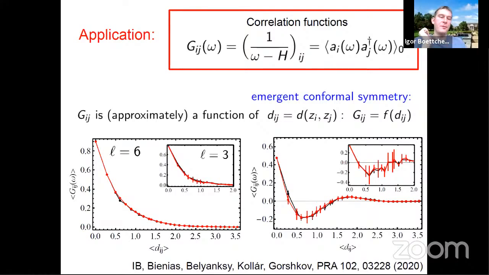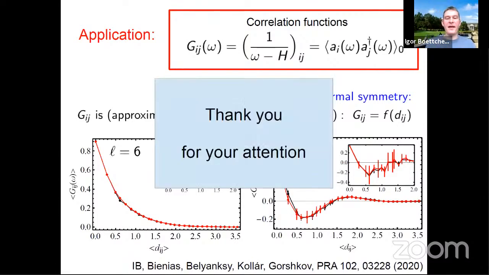You can show that you get some emergent conformal symmetry, since the continuum Green function for very big systems only depends on the hyperbolic distance. The same must be true for the graph. And we verified that this is actually the case. So we have an emergent conformal symmetry on the graph. This correlation function is a function of only the hyperbolic distance of the two lattice sites for big enough lattices. And with that, I want to thank you for your attention.